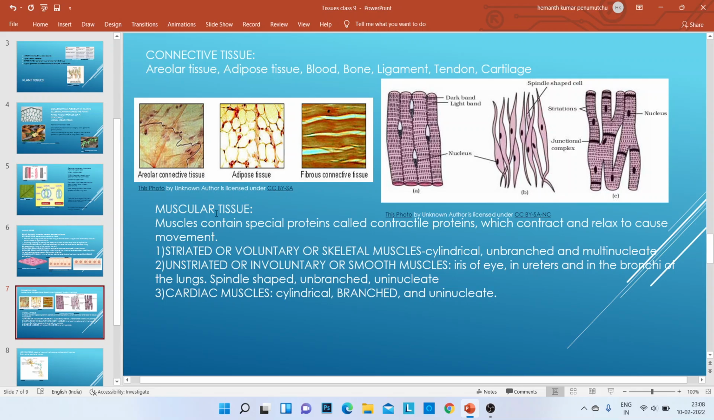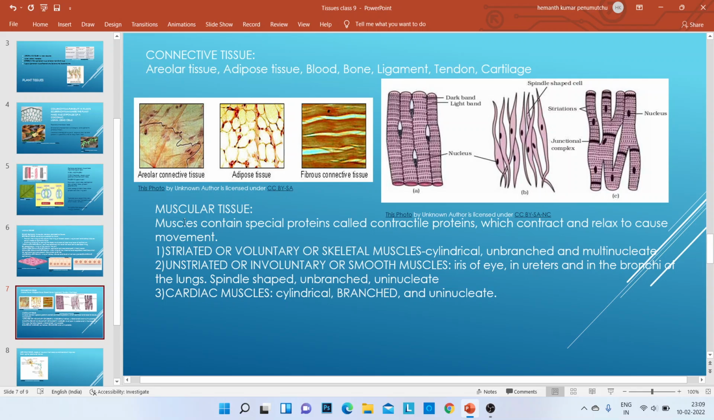Now we will come to muscular tissue. Muscular tissue is another type of tissue, different from connective tissue, and it helps in movement. Why does it help in movement? Because muscles contain special proteins called contractile proteins. These contractile proteins help in contraction and relaxation, and thus help in movement.